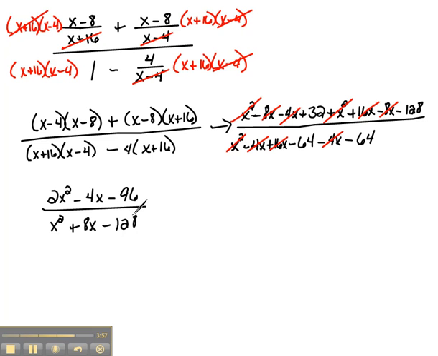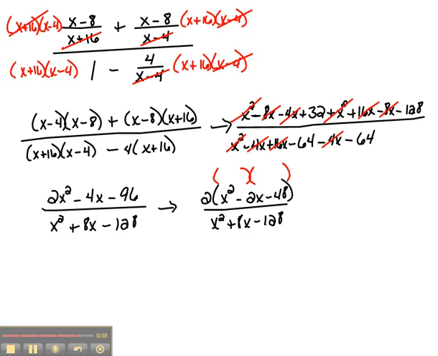Now, our last step is always to simplify, but we can't see what we can simplify until everything is factored. So I'm going to pull a 2 out of this numerator here, which will leave us with x squared minus 2x minus 48 all over the x squared plus 8x minus 128. And now we can factor this down probably. Let's see, this will factor into x minus 8 and x plus 6. And for our denominator, this will factor into x plus 16 and x minus 8.